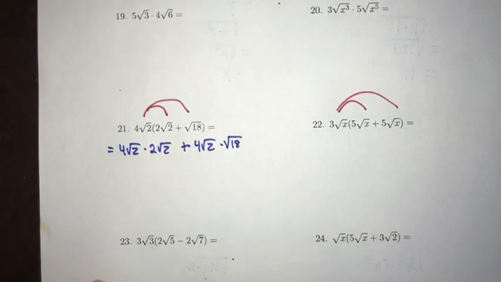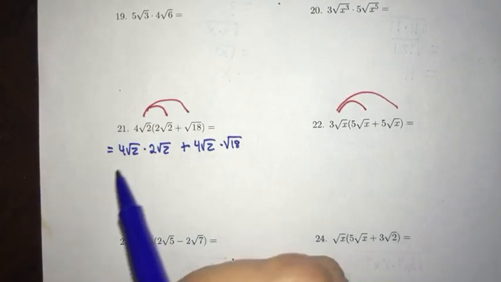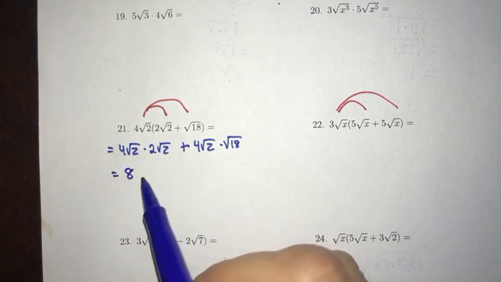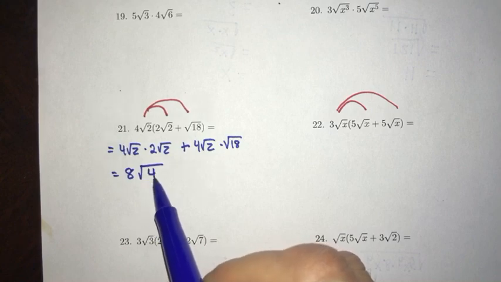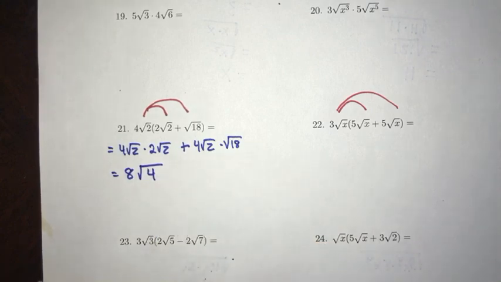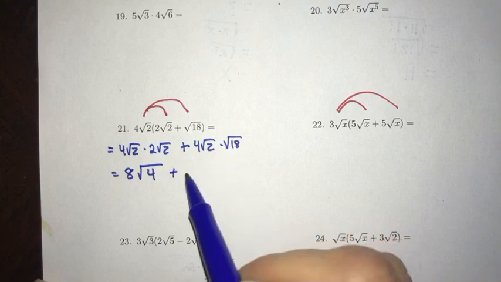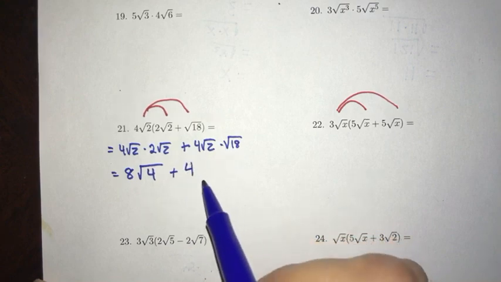So now I just have a bit more work to do. Let's see, these numbers on the outside, I can multiply them together: 8. Square root of 2 times the square root of 2, I can make this into square root of 4. Plus, okay, the 4, it doesn't have a number to multiply on the outside here, so I'm just going to leave it as 4.